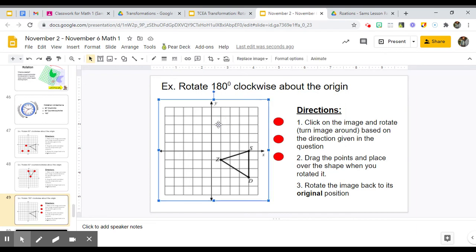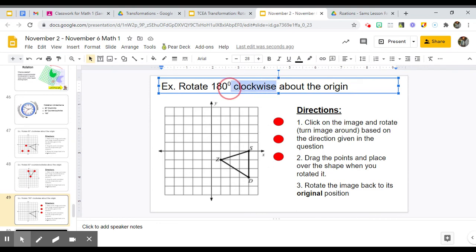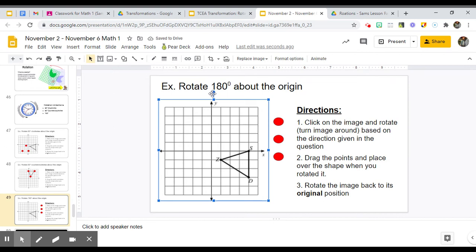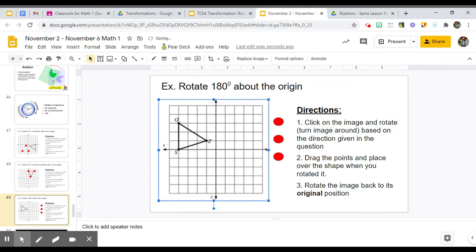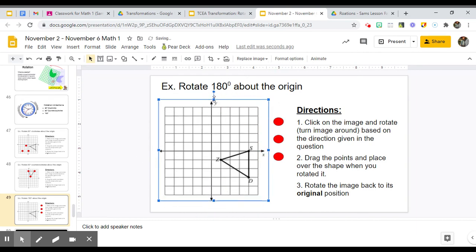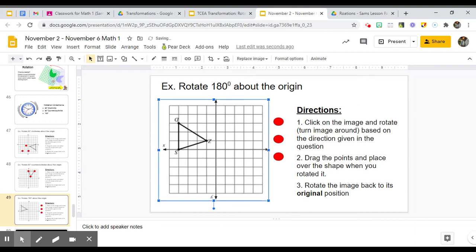Now let's look at 180. So your 180 usually does not tell you counterclockwise or clockwise. It's just going to say 180 degrees about the origin, and here's why. So let me show you. If I go clockwise 180 degrees, there was 90, there's 180. It's upside down, so let me reset. If I go 180 degrees counterclockwise, there's 90. There is 180. It's upside down as well.